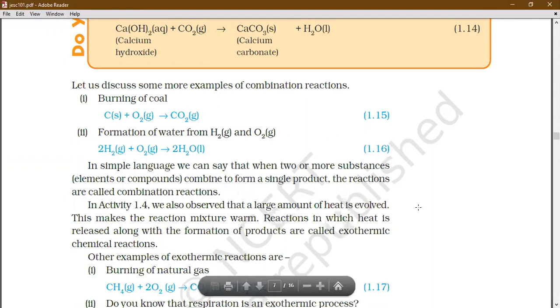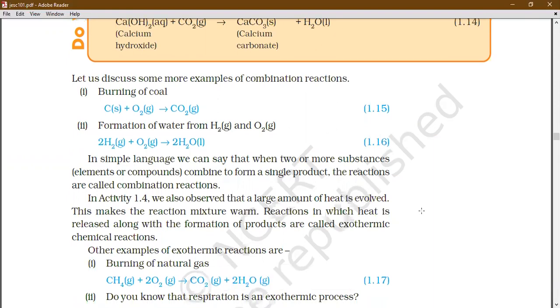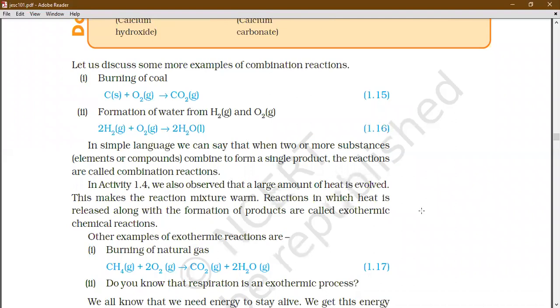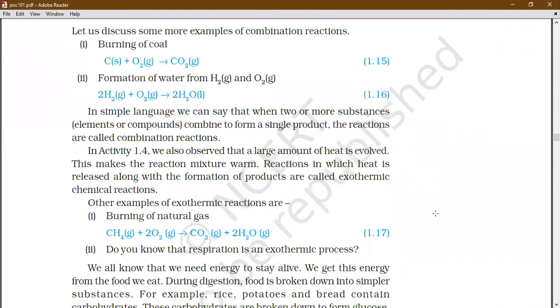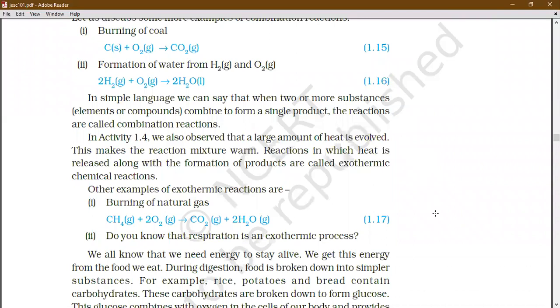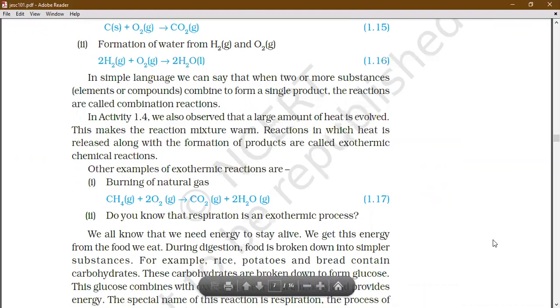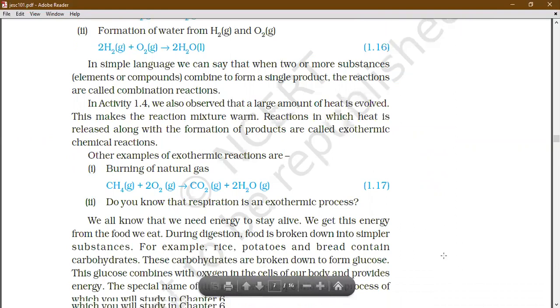In activity 1.4, we also observe that a large amount of heat is evolved. This makes the reaction mixture warm. Reactions in which heat is released along with the formation of products are called exothermic chemical reactions. Other examples of exothermic reactions are burning of natural gas: CH4(g) + 2O2(g) gives CO2(g) + 2H2O(g). Do you know that respiration is an exothermic reaction?